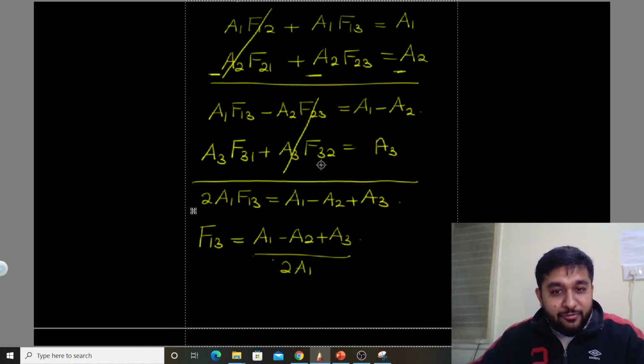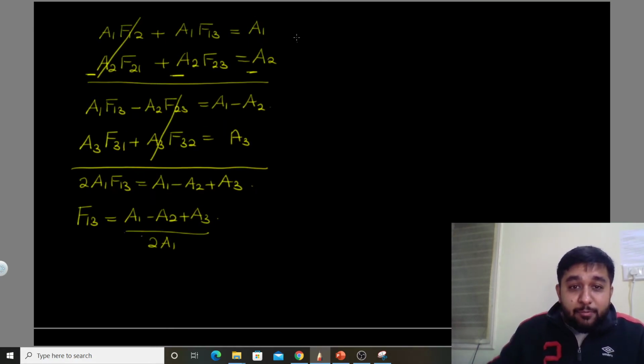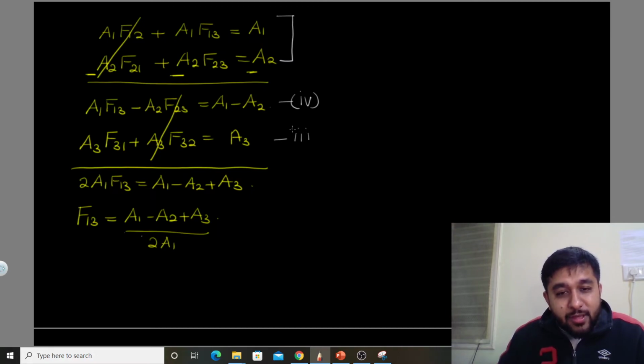So here you have it. When we subtracted equation 2 from equation 1, we got this equation. And the third equation I multiplied by A3. Then from this new equation, which is equation 4, we subtracted the third equation. And we got equation 5.